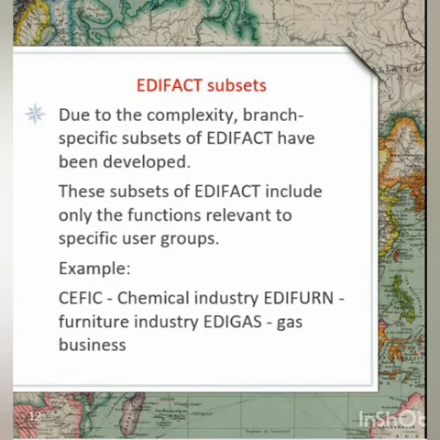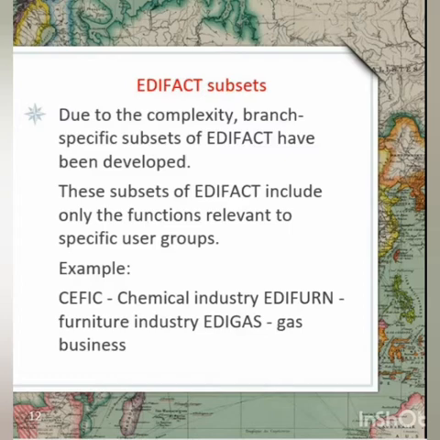Due to the complexity, branch-specific subsets of EDIFACT have developed. So, varieties of industries are there in the world like shipping, clothing, manufacturing. There are different types of materials that are manufactured in each and every company. So, based on those industries, many subsets were developed. These subsets of EDIFACT include only the functions relevant to specific user groups, that is, only the related information about that industry.